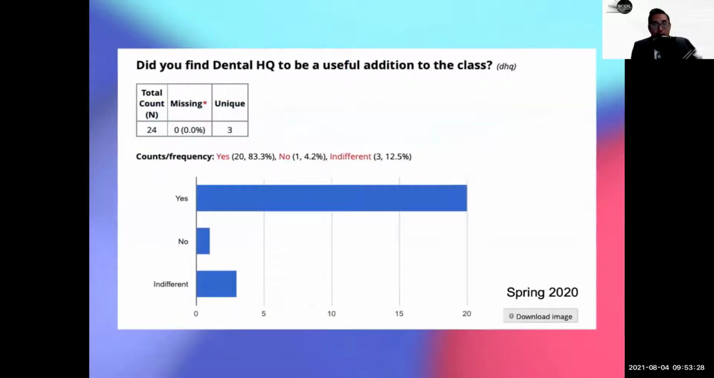In terms of the end of the class survey, this was in spring of 2020. So that class had experienced half the class as I originally intended, where HQ was there, and then the other half was virtual because of the pandemic. But overall, most people liked adding HQ to the course.